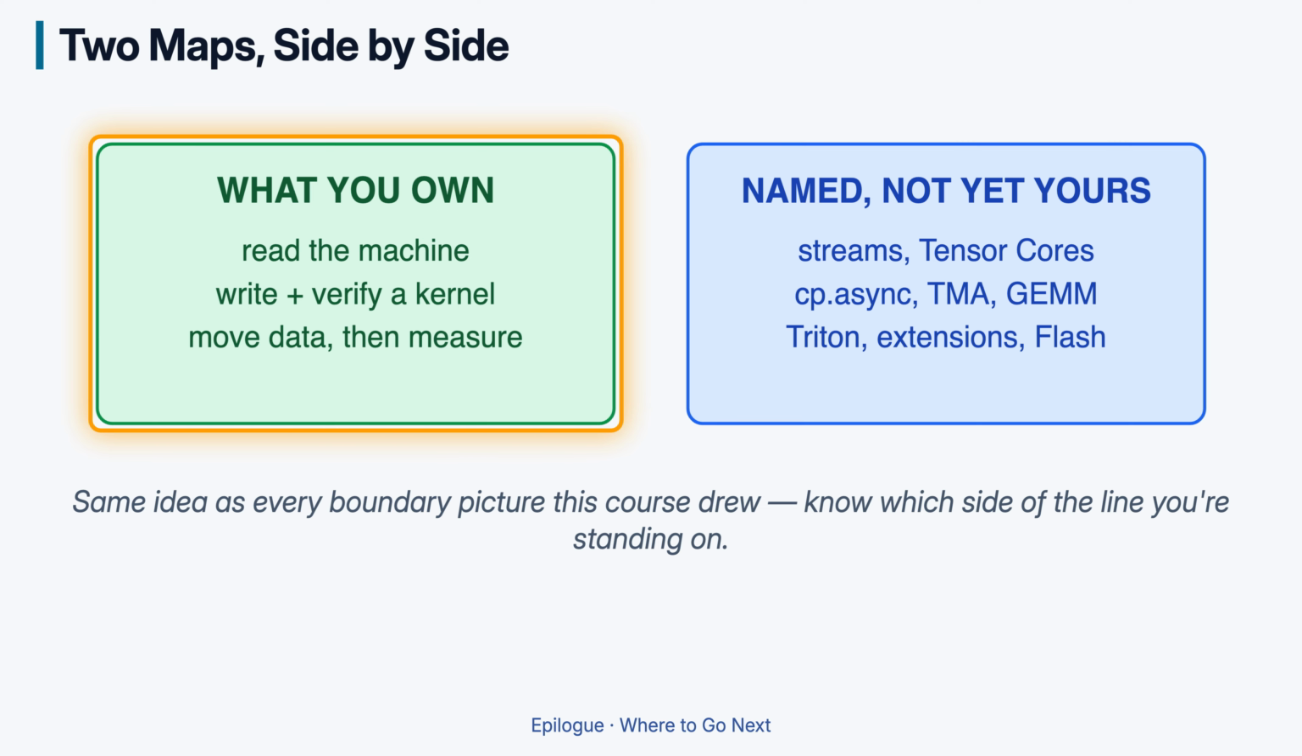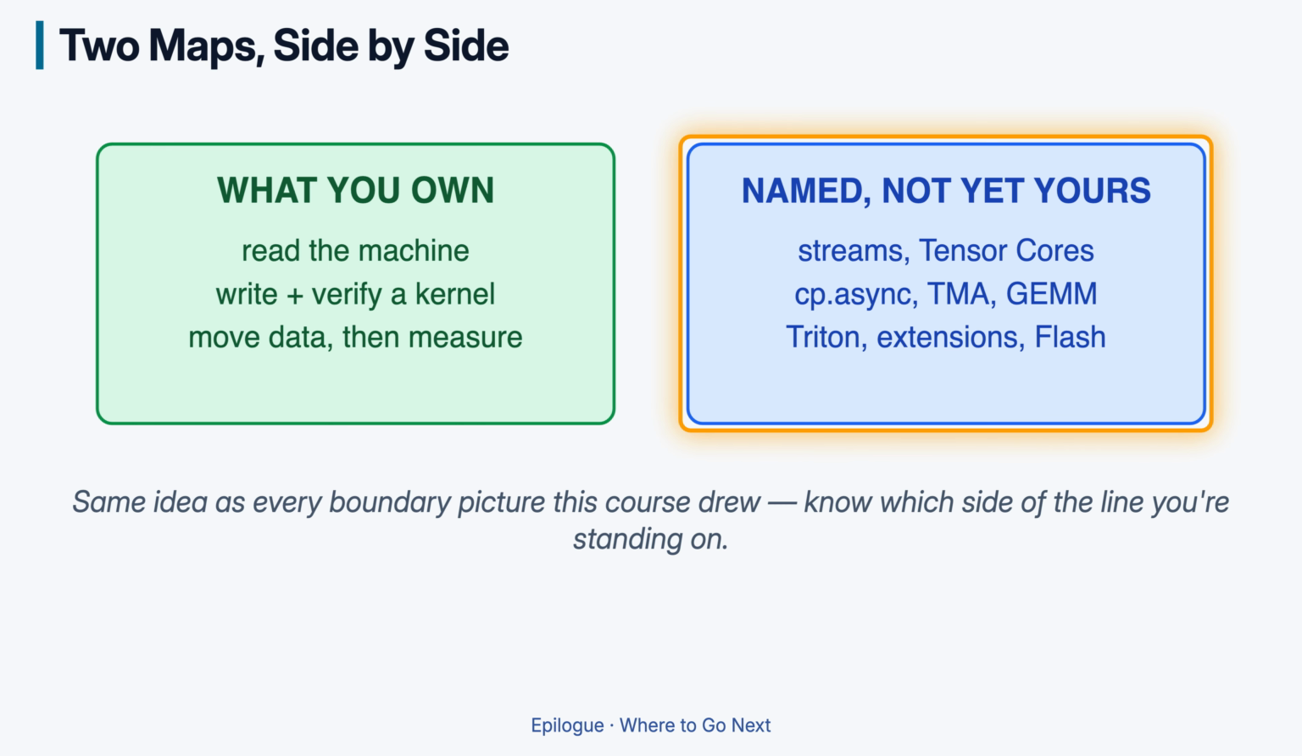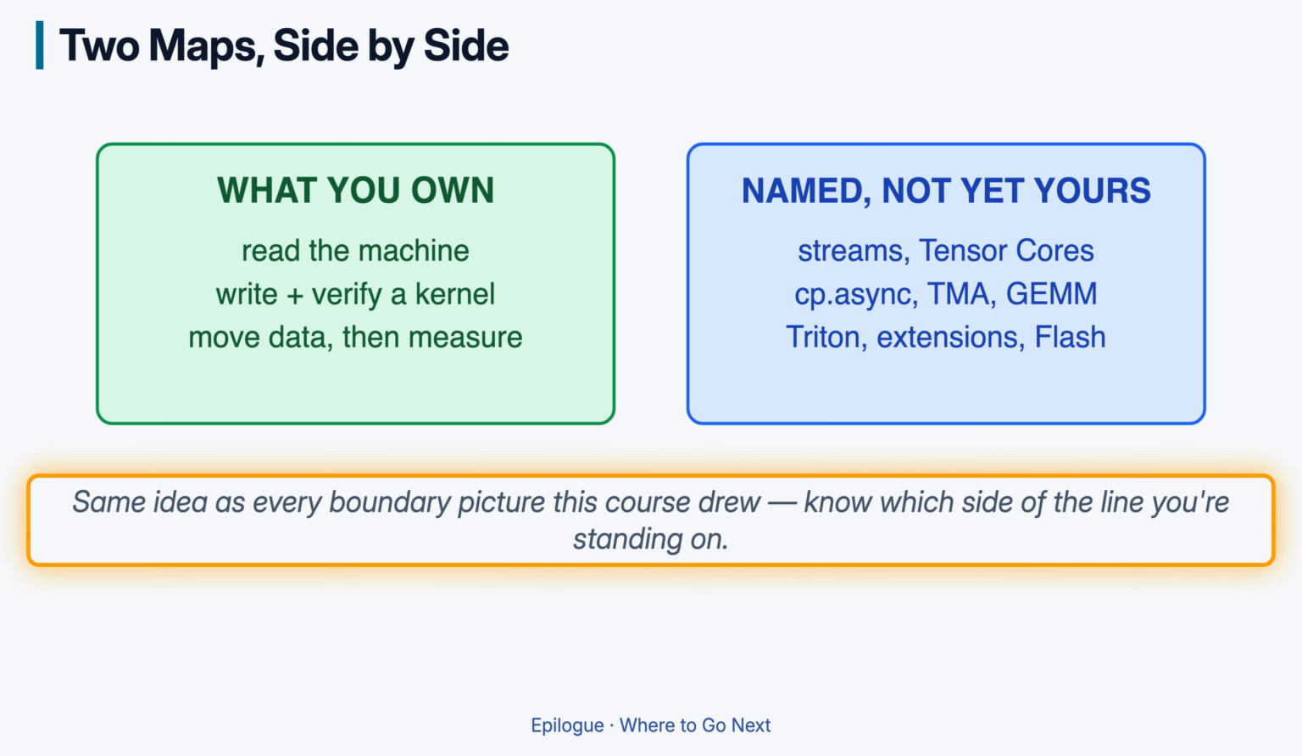The green box is what you own. Reading the machine, writing and verifying a kernel, moving data, and then measuring it. The blue box is named, but not yet yours. Streams and Tensor Cores, cp.async, TMA and GEMM patterns, and the Triton, extensions and FlashAttention layer above them. Same idea as every boundary this course drew. Know exactly which side of that line you're standing on.